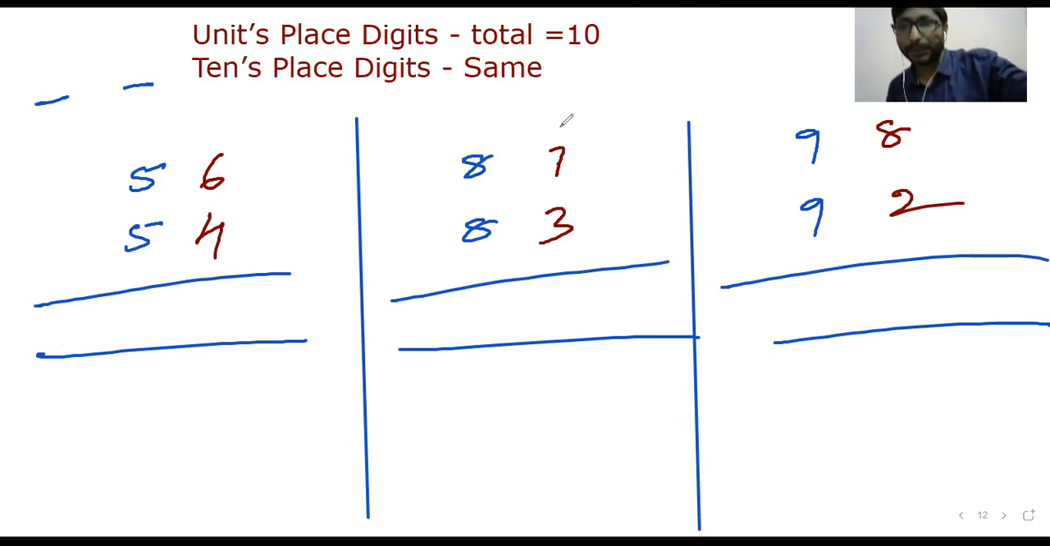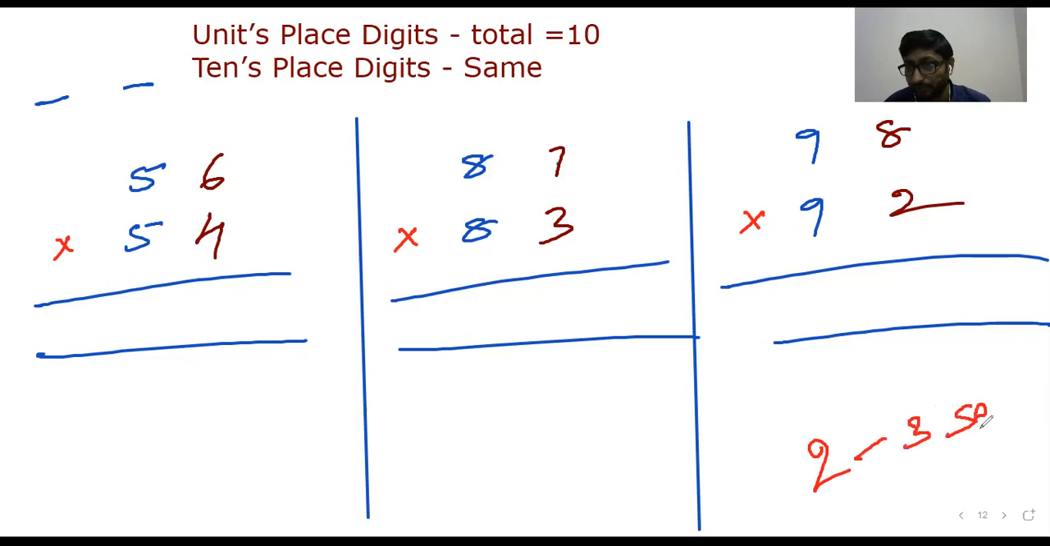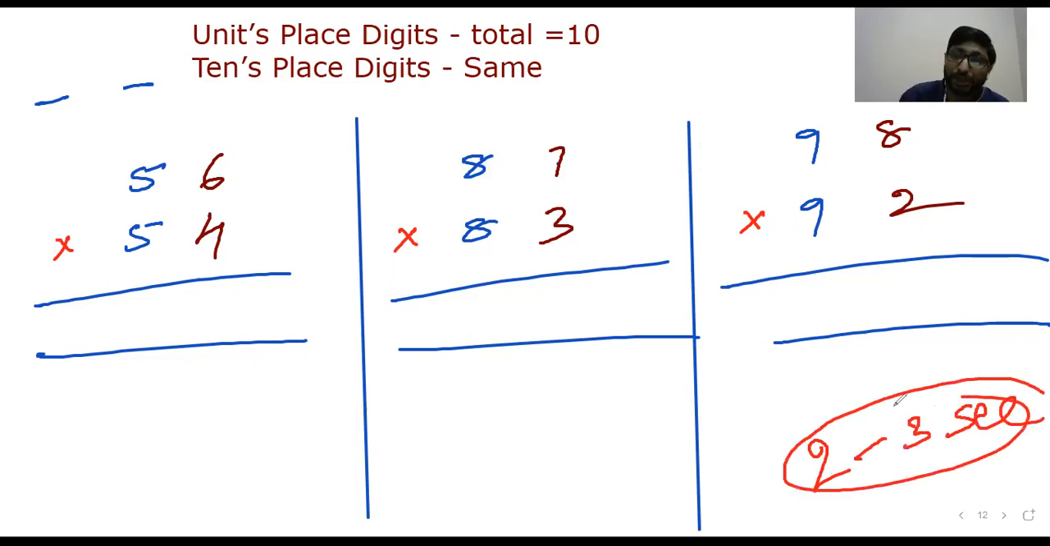Imagine if somebody asks you 98 multiplied by 92, how much time will you take? If somebody asks you 56 into 54, how much time are you going to take? I am going to show you the problem in 2 to 3 seconds. This is the units place digit. Multiply the units place digits, 6 into 4.